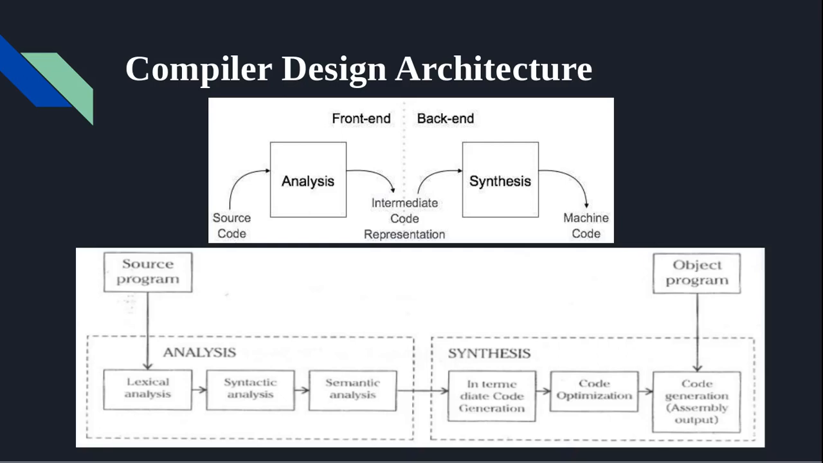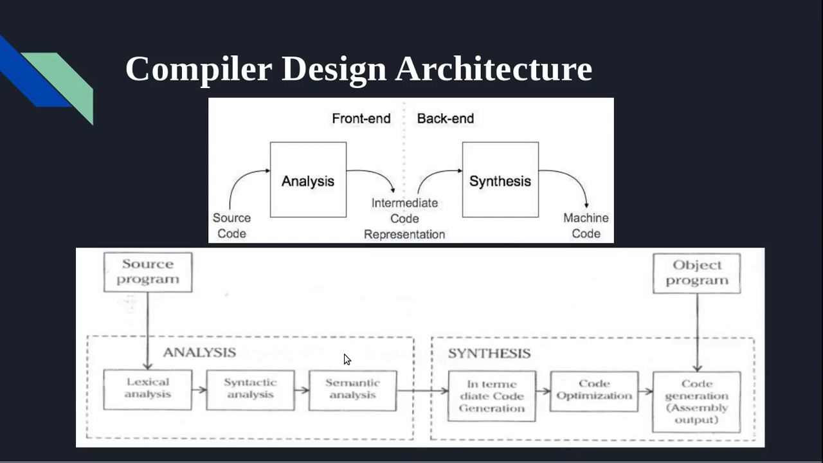Okay, so the source program will be given into the analysis part first, and the output of the analysis part will be an intermediate code representation of our source program. This intermediate code representation will be given as input to our synthesis part or stage. Then the synthesis stage will convert the intermediate code representation into an equivalent machine code. So actually analysis stage is machine independent, whereas synthesis stage is machine dependent.